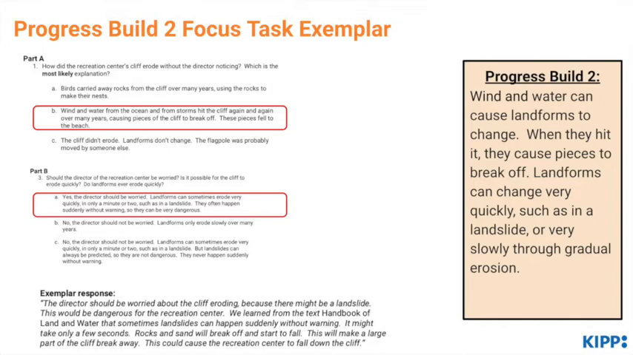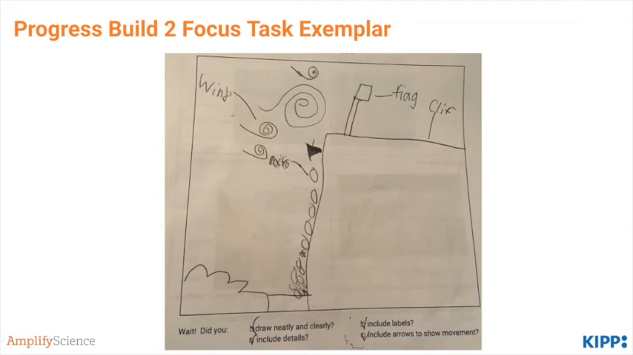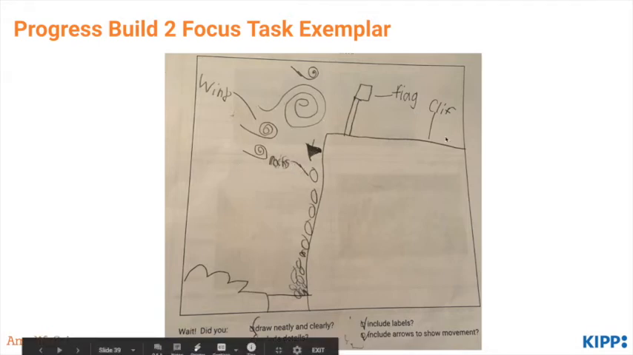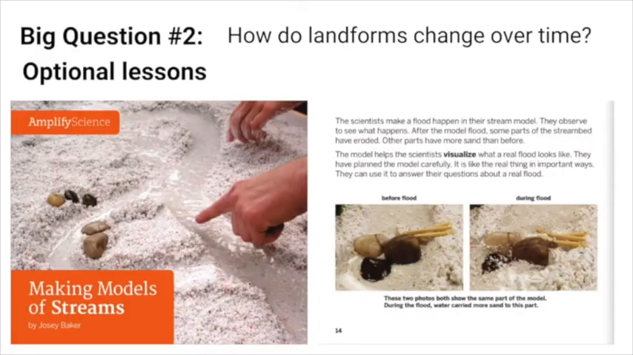As you can see, this assesses Progress Build 2, the idea that wind and water can cause landforms to change by causing pieces to break off. Landforms can change very quickly, such as a landslide, or very slowly through erosion. Take a look at this exemplar focus task. Here you've got a really nice example of a student labeling all their work, showing, for example, the wind, little pieces of rock breaking off and eroding, the flag, and the cliff. Nice. At the end of this big question are several optional lessons where students read the book Making Models of Streams to learn about how scientists actually use physical modeling to study erosion and other geological issues.